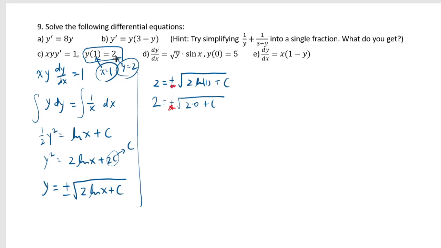If this initial condition was y of 1 equals negative 2, then you would have chosen the negative one, okay? And then you square both sides, so it's 4 equals 0 plus c. 2 times 0 is 0, so it's 0 plus c, so you end up with c being 4, and then you plug it back in here, so the final answer is y equals square root of 2 ln of x plus 4. That's the answer.